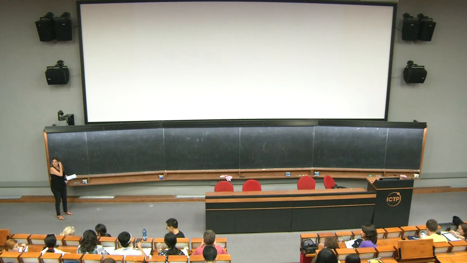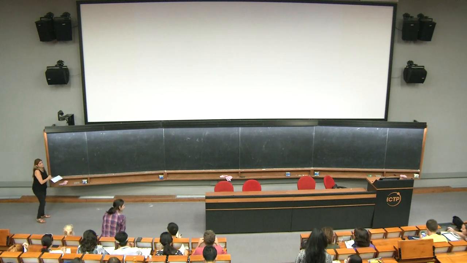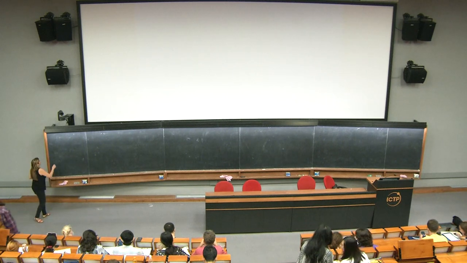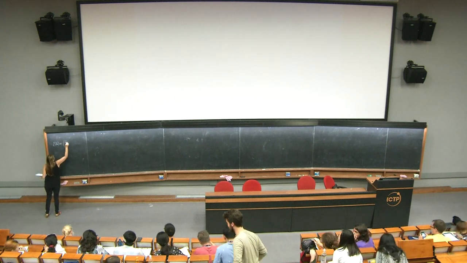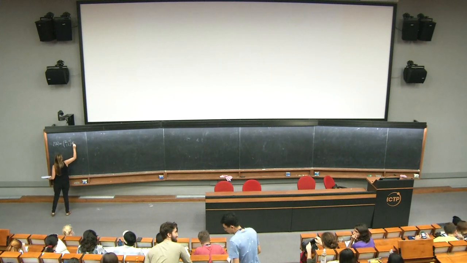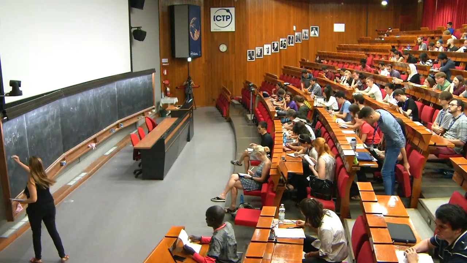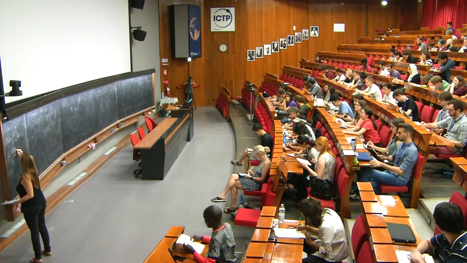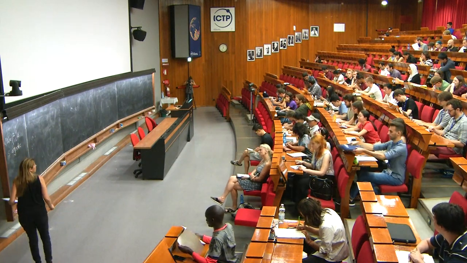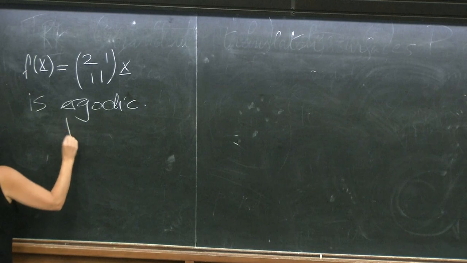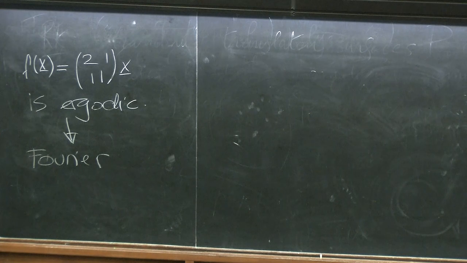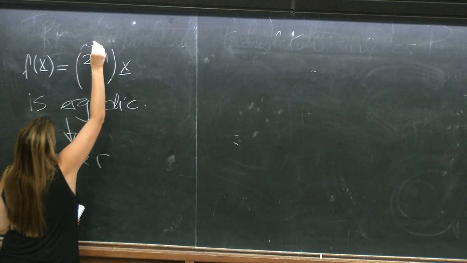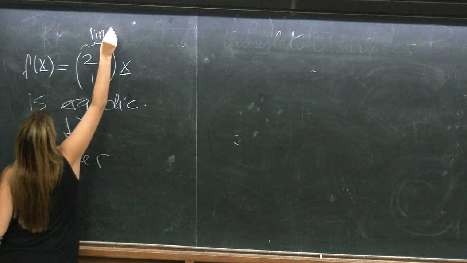Hi. Well, you have seen yesterday with Kadim a proof that this map on the torus is ergodic. Remember? But this proof used Fourier series, and it strongly relied on the fact that this is linear, well, homogeneous. Let's say linear.